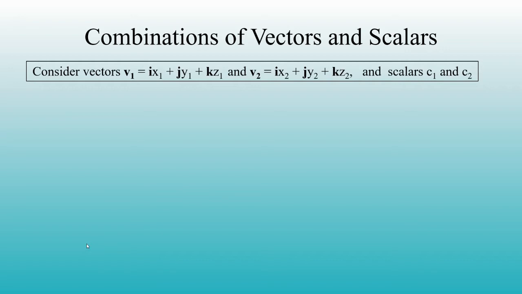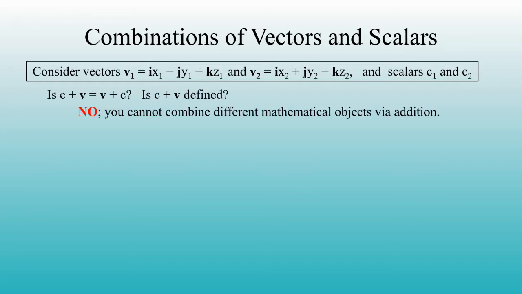Before we get to vector multiplication, let's quickly take a look at the rules for combining vectors and scalars. Consider two vectors v1 and v2 and two scalars c1 and c2. Addition first. Is c plus v equal to v plus c? In referee mode, we have to put our foot down here and say no. Vectors and scalars are different kinds of mathematical objects, and it is a general rule that you cannot add different kinds of mathematical objects. We state that c plus v is not defined.